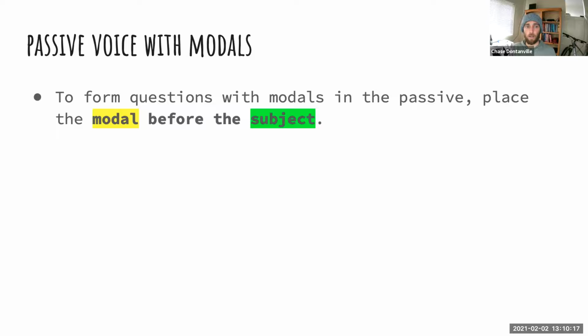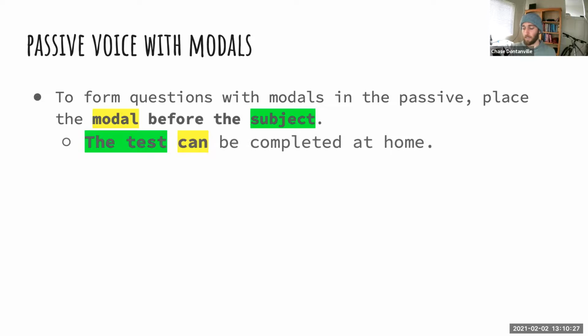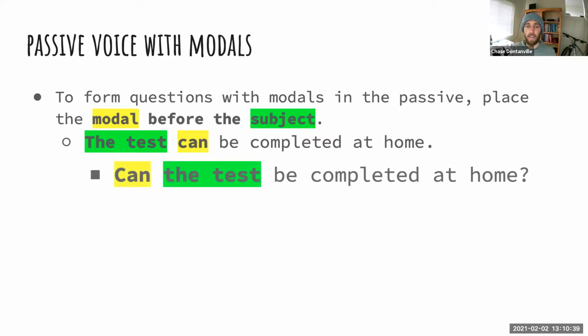Questions, right? So to form questions with modals in the passive, place the modal verb before the subject, just like regular questions with modals. So here's a sentence. The test can be completed at home. In the green, you have the subject, the test, and the modal verb can in yellow. Let's make a question. Can the test be completed at home?